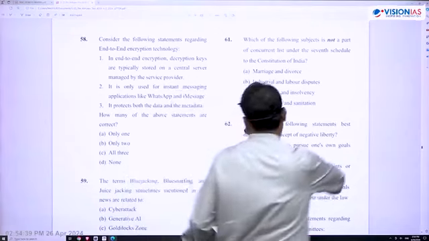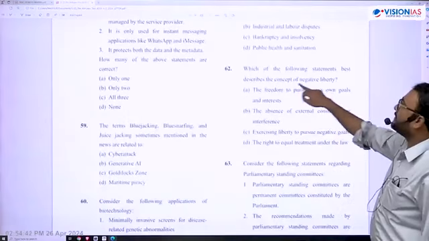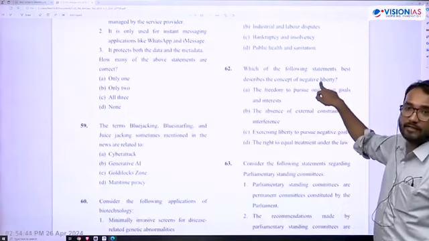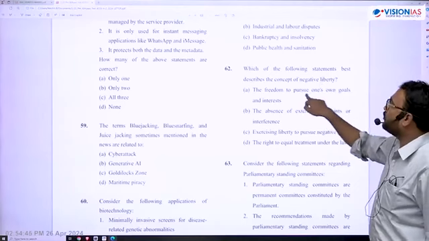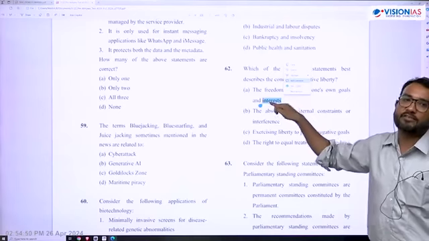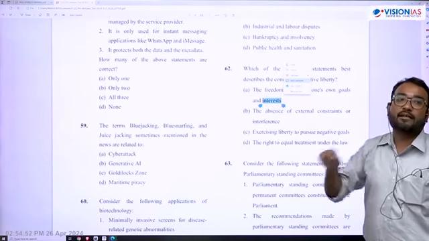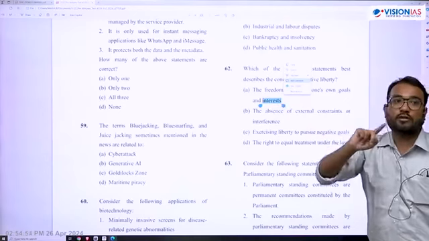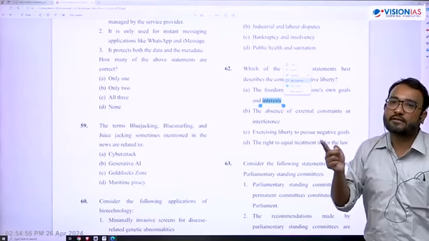Now 62 and 63. 62: which of the following statements best describes the concept of negative liberty? The freedom to pursue one's own goal and interest. This question was asked by UPSC, this is positive liberty. And UPSC asked, liberty is absence of restriction. No, liberty is absence of unnecessary restriction.